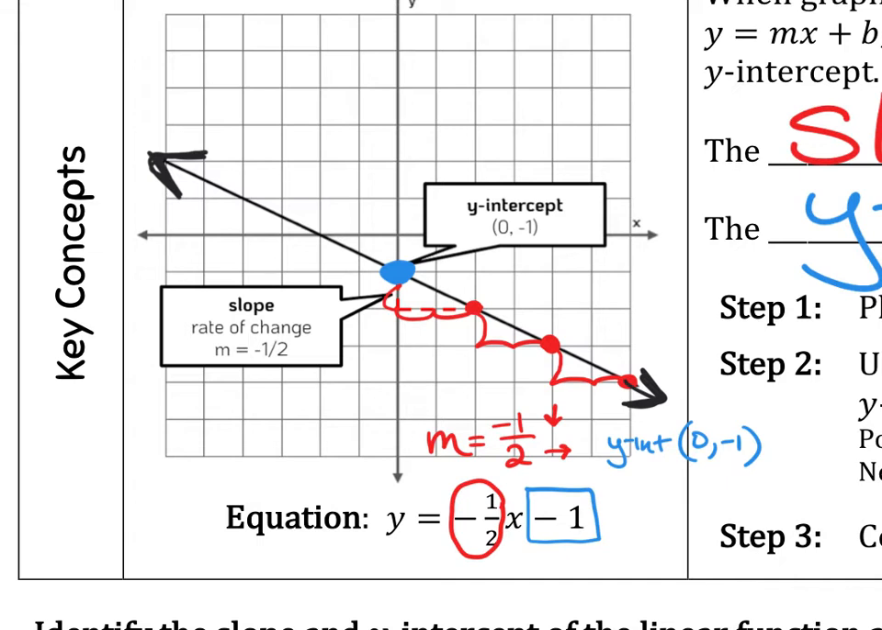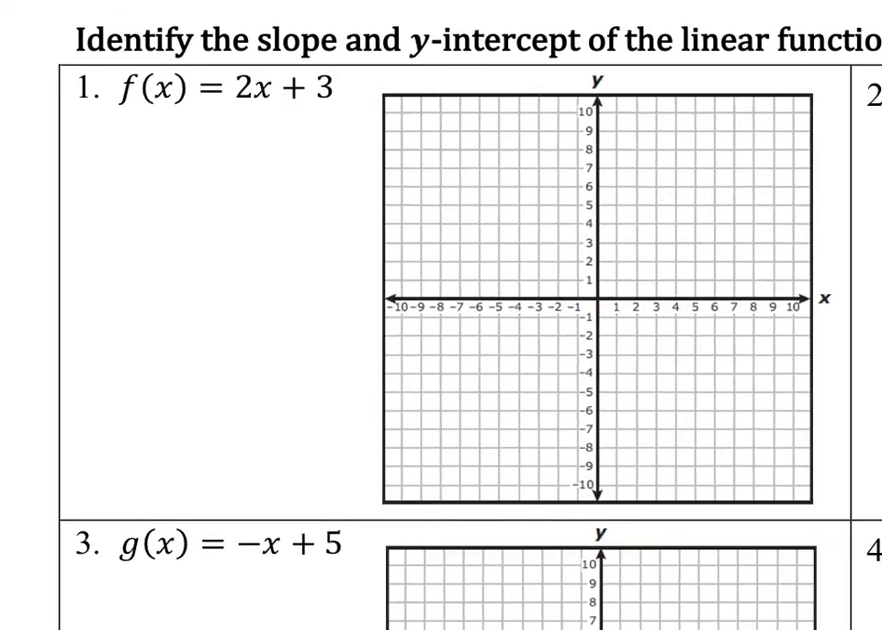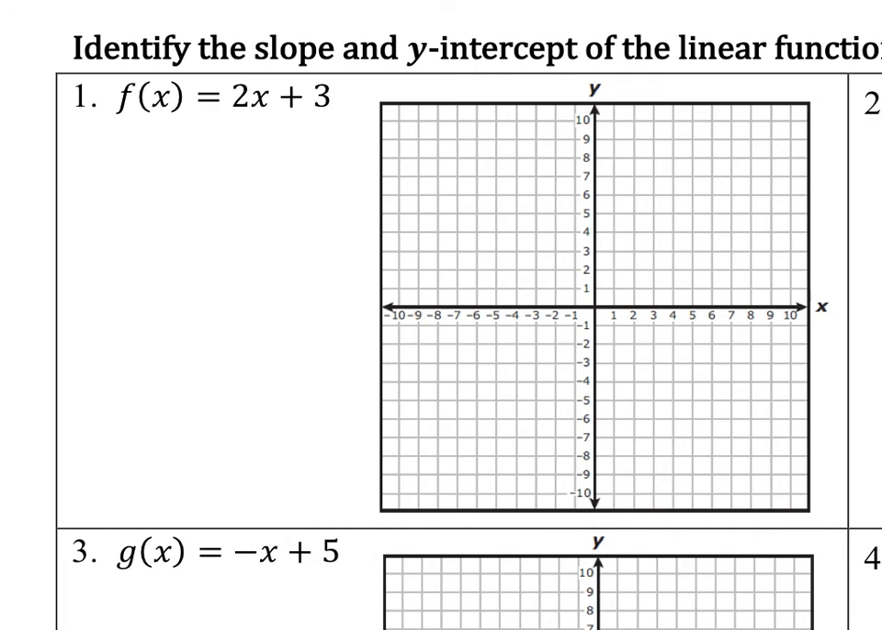Can we try one together? Yes. Okay, let's look at example 1. It says f of x equals 2x plus 3. Remember that f of x is just a fancy way to talk about y. So this is really just saying y equals 2x plus 3. Let's go with Will. What should I circle here? What's the slope?